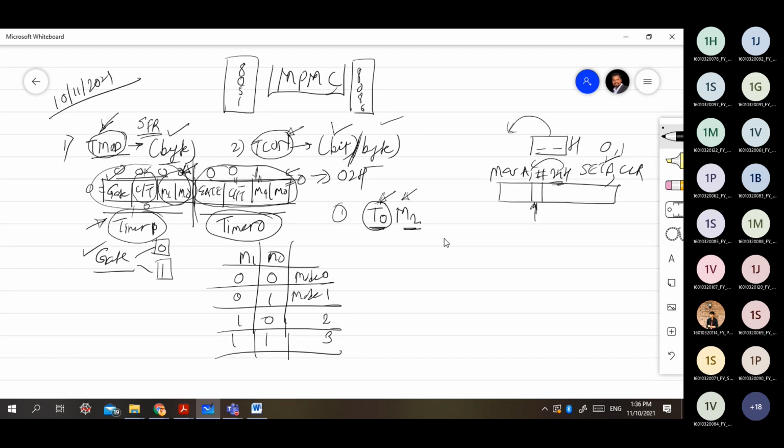Fine. So how will we do it? It's just like MOV TMOD, #02H. Now whenever I place 02H in TMOD, the 8051 will understand that the user wants to use Timer 0 and that too in Mode 2. Are you getting it? Understood? Yes or no? Yes, sir.